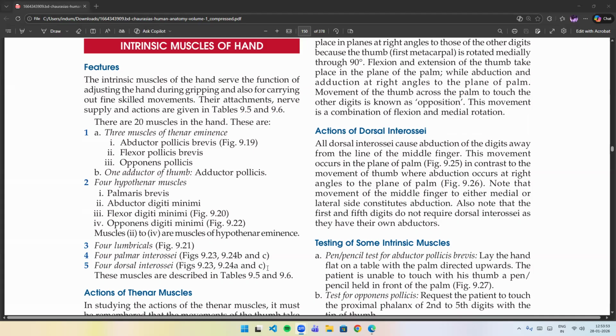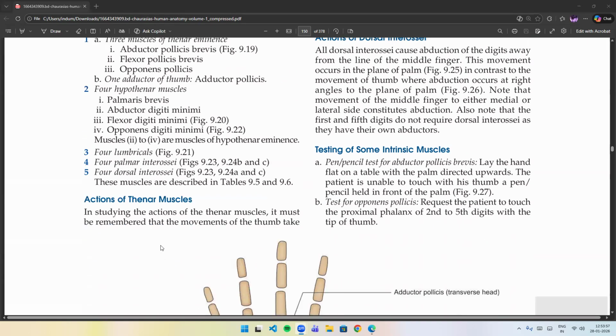Number 3, 4 lumbricals, figure 9.21. Number 4, 4 palmar interossei, figures 9.23, 9.24b and c. Number 5, 4 dorsal interossei, figures 9.23, 9.24a and c. These muscles are described in tables 9.5 and 9.6.